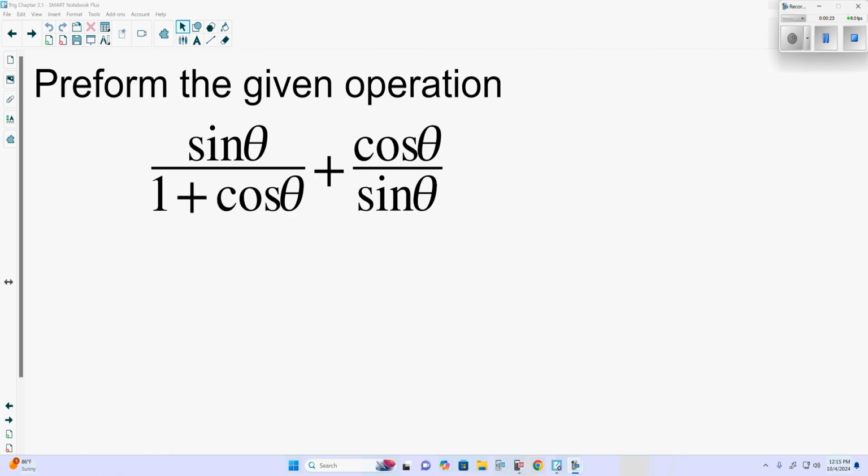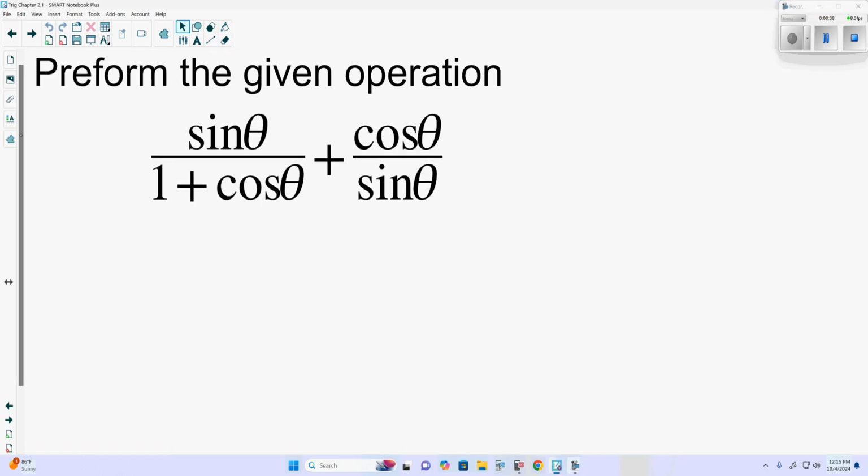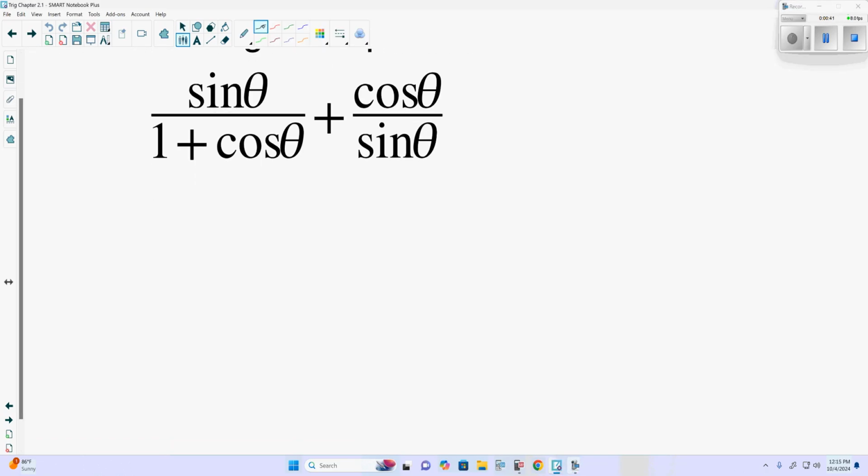Perform the given operation. All right. So these next few here, we want to perform the following operations. So they want us to add the two fractions together. But for us to be able to add two of these fractions together, the denominators have to be the same.